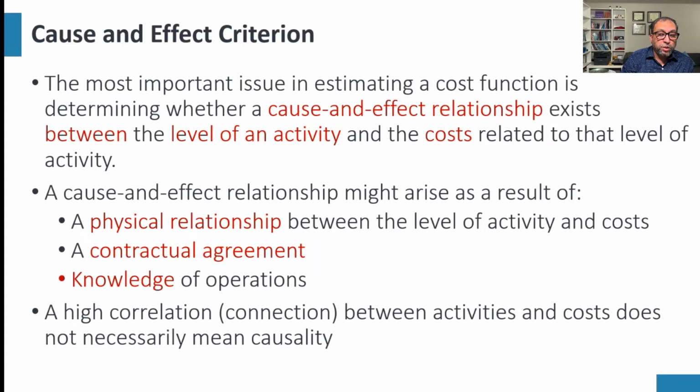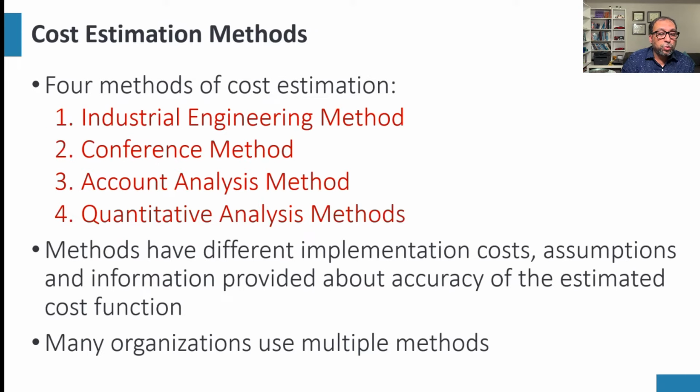So a high correlation between activities and the cost does not necessarily mean causality. So causality you have to determine: either you can physically see that, or you can have a contractual agreement, or there's an expertise that can say that there is a cause and effect relationship between these two things we are estimating. So there are four methods of cost estimation for any activity or any product we are producing.